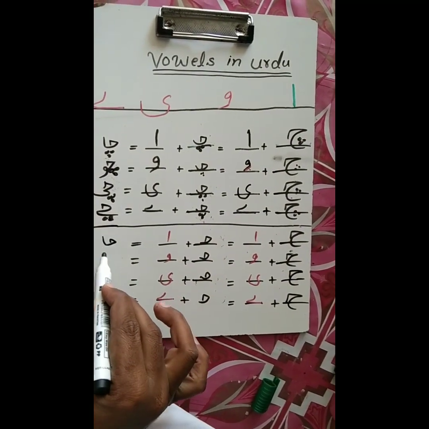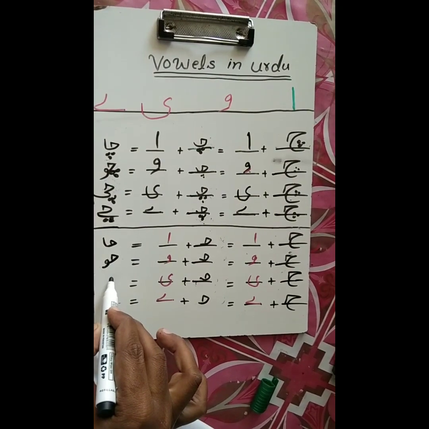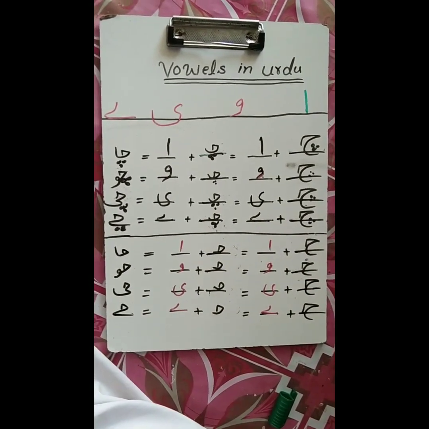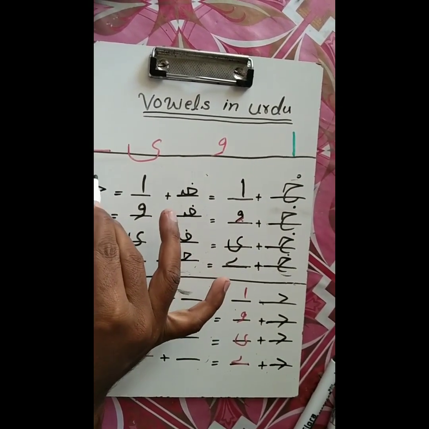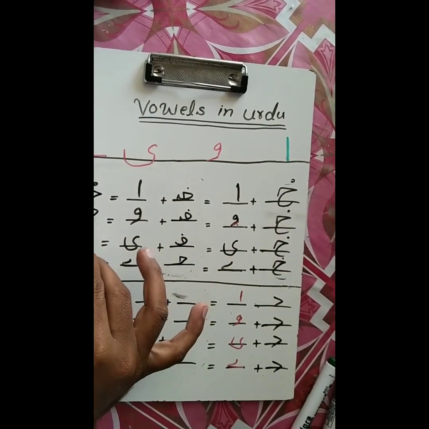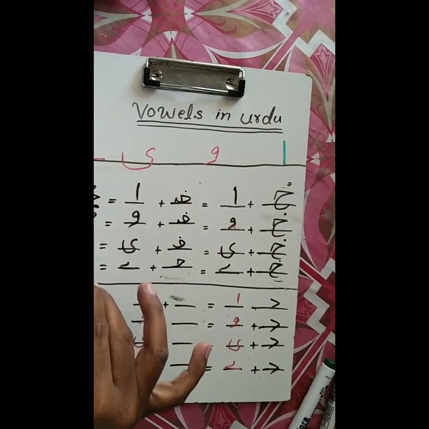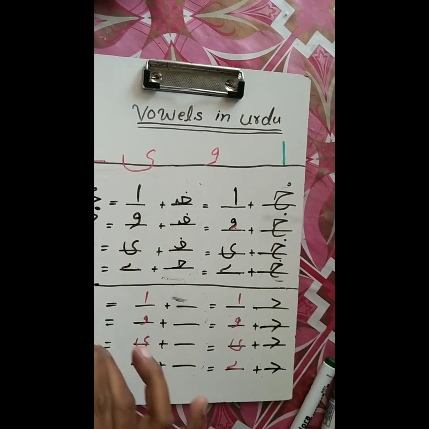Next word is he. When you combine with alif, he alif ha. When you combine with wa, he wa ho. When you combine with choti ye, he choti ye hi. When you combine badi ye, he badi ye he. Our next word is he. When we combine with alif, he alif ha. Next when we combine with wa we get he wa ho. When we combine with ye we get he choti ye hi. When we combine with badi ye we get he badi ye he.